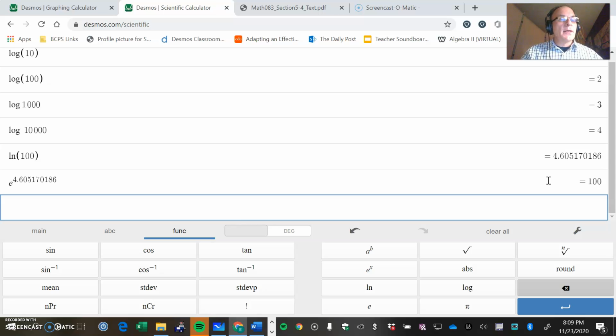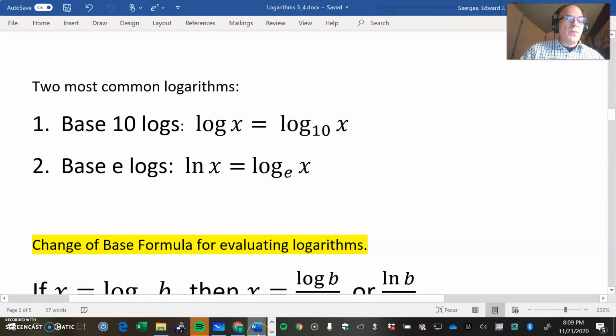So the most common logs are log of base 10 and logs of base E, which is called the natural log. Now, what do we do in situations in which we don't have a base 10 or we don't have a base E? Well, we'll talk about how we can rewrite all of our logarithms to be a base 10 or to be a base E so that we can always use that part of the calculator.